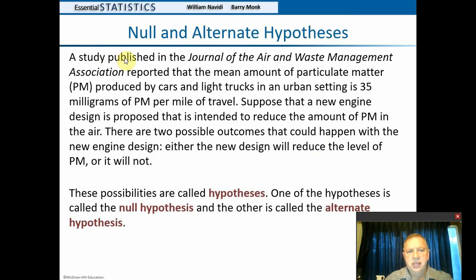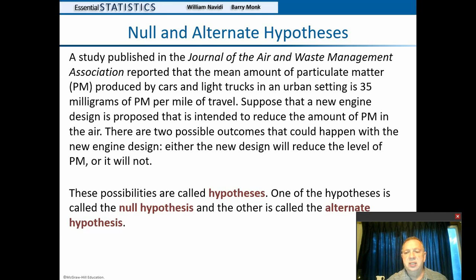So let me tell you about the null and alternate hypotheses and give you some background for it. A study published in the Journal of the Air and Waste Management Association reported that the mean amount of particulate matter produced by cars and light trucks in an urban setting is 35 milligrams of particulate matter per mile of travel. Suppose that a new engine design is proposed that is intended to reduce the amount of PM in the air. There are two possible outcomes with the new engine design. Either the new design will reduce the level of particulate matter or it will not. So it could actually make it worse, right? It could either improve, or stay the same, or increase. So those are the three possibilities.